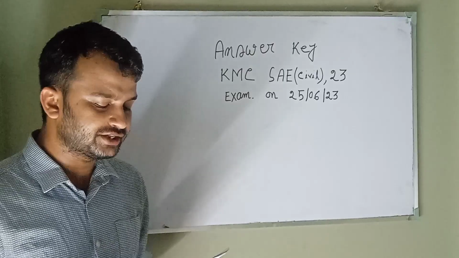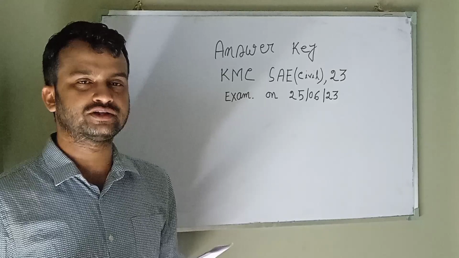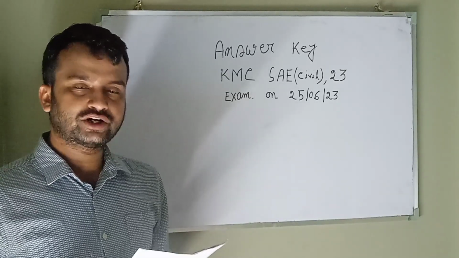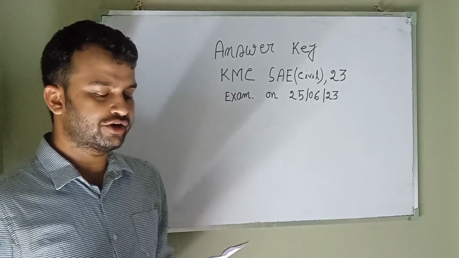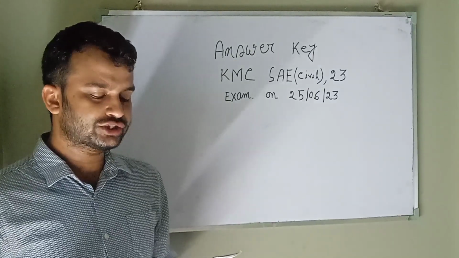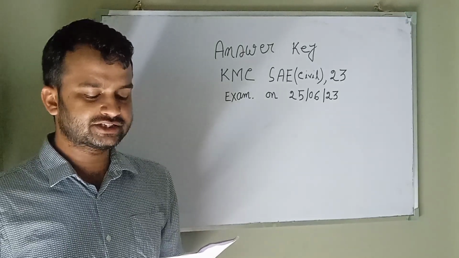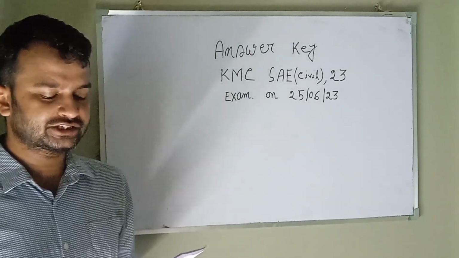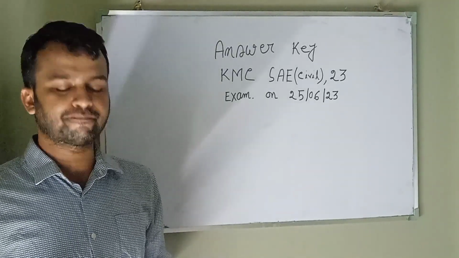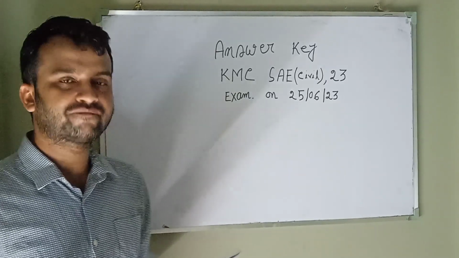Next, question number 16. The continuity equation is based on the principle of conservation of mass. The correct answer is option A, mass. So the continuity equation is based on the principle of conservation of mass. Next, question number 17. Due to change in price level, a revised estimate is prepared if the sanctioned estimate exceeds. When the sanctioned estimate exceeds by more than 5%, a revised estimate is prepared. So the correct answer is option B, 5%.